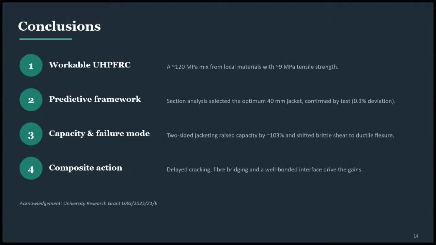And finally, the conclusions. Initially, we developed a workable UHPFRC mix with approximately 120 megapascal compressive strength and 9 megapascal tensile strength. And then the other important part is the predictive framework that we developed. And then we selected a 40 millimeter jacket thickness using that framework as the optimum jacket thickness for this selected control beam. And with the experimental validation, we only got a 0.3% deviation, which validates our framework.